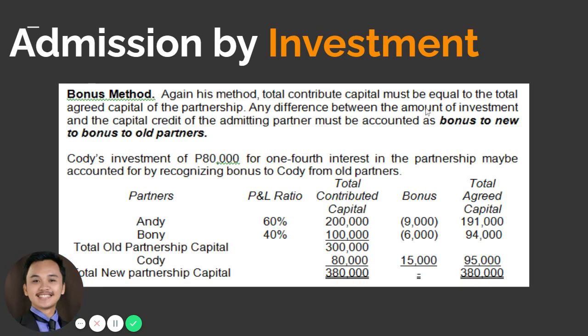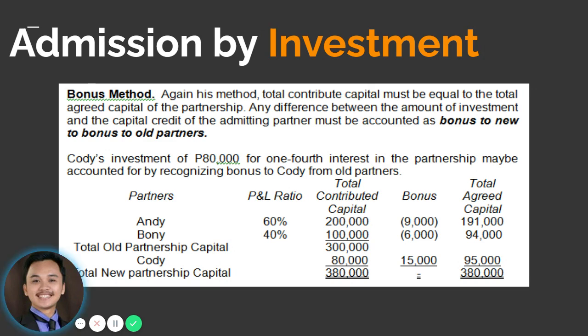But again, the most important one is the bonus method. So under the bonus method, total contributed capital must be equal to the total agreed capital. So always, TCC is equal to TAC. Any difference between the amount of investment and the capital credit of the admitting partner must be accounted as bonus to the new partner. So here it is a bonus to the new partner, because what he received is greater than what he paid.